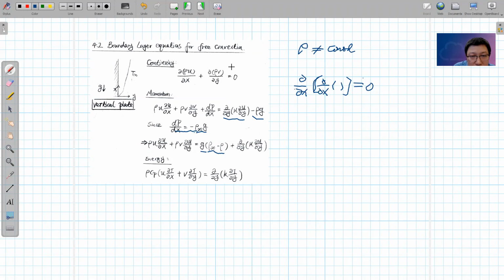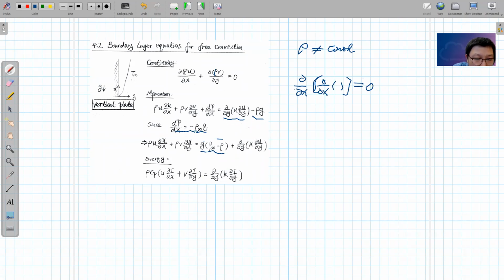So in summary, comparing all these three equations with the governing equations we saw before in the laminar boundary layer for the flat plate, there are only two differences. One difference is that the density is not constant, so it has to be included into this divergence operator. The second difference is that we have this additional buoyancy term due to gravity in this x direction momentum equation.